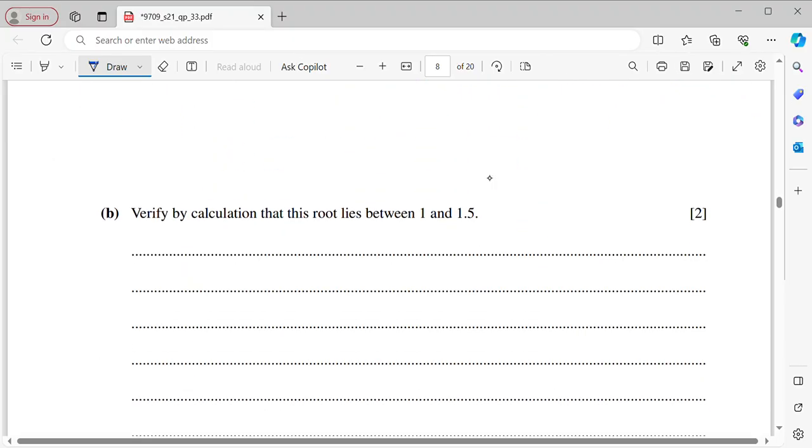Now B, verify by calculation that this root lies between 1 and 1.5. So now I will just rewrite the equation. Then by moving all the terms to the left side, I will get cot half x minus 1 minus e negative x equals 0. And then I will let f(x) be the whole function, I mean all the terms on the left side.